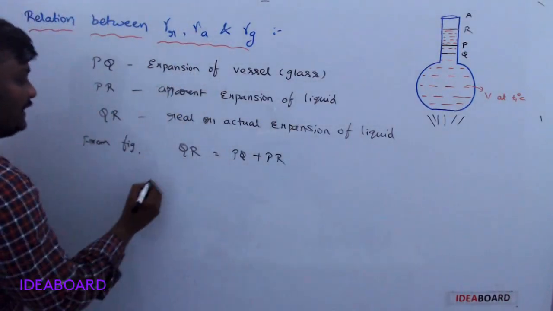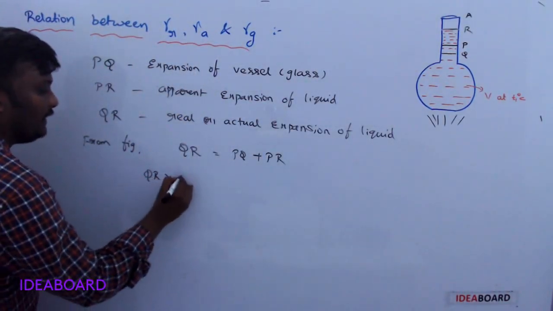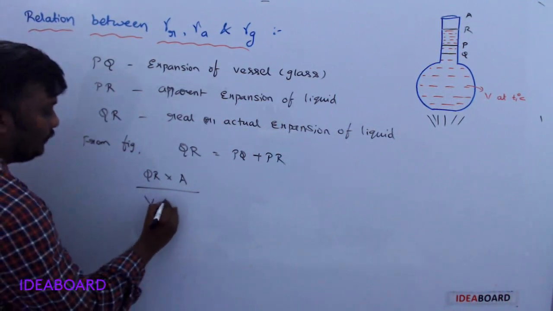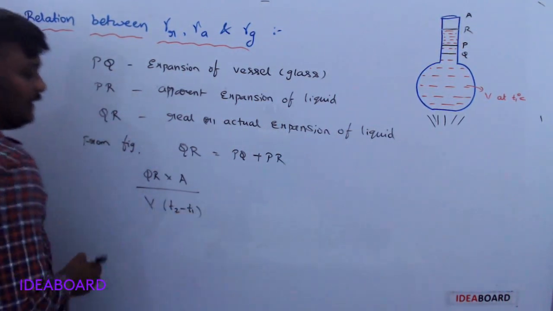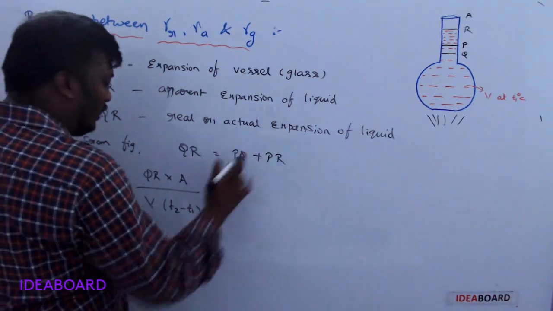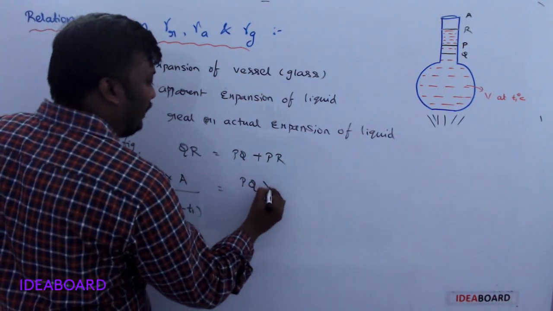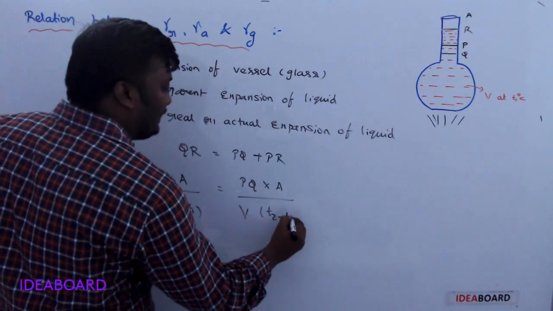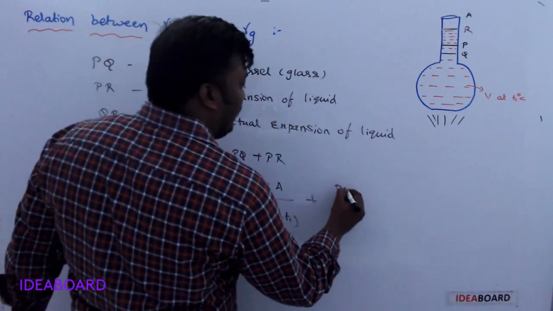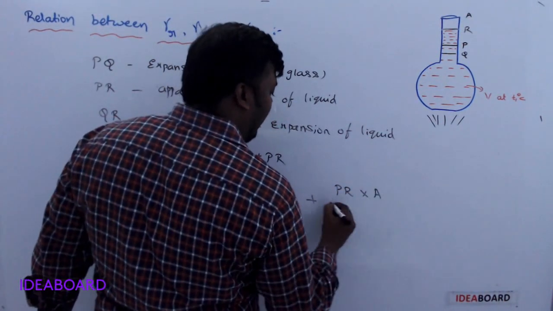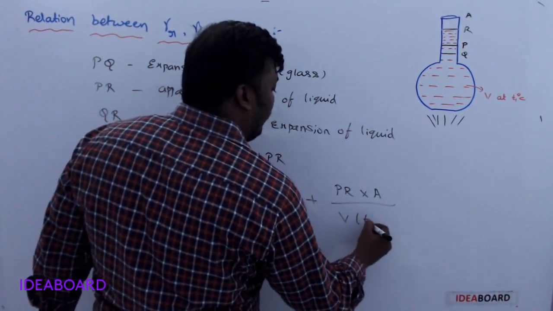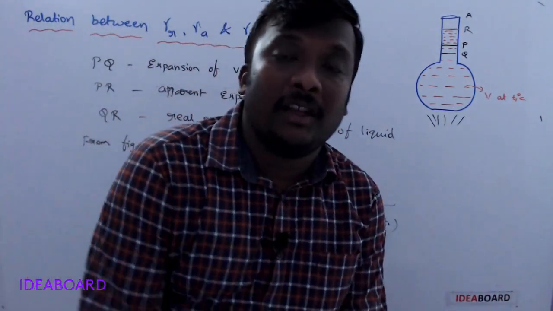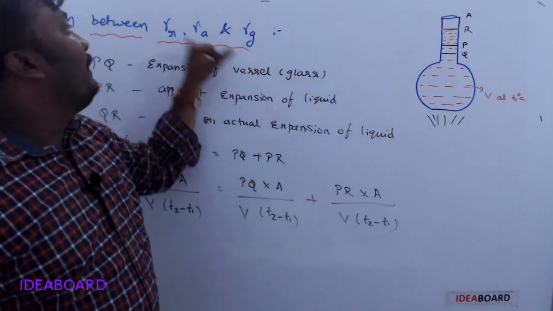So this value is multiplied with A and divided by V into T2 minus T1. We should do the same for each term: PQ multiplied with A and divided by V into T2 minus T1, plus PR also multiplied with A divided by V into T2 minus T1. Why do we do it like this? Because we want volume expansions now.